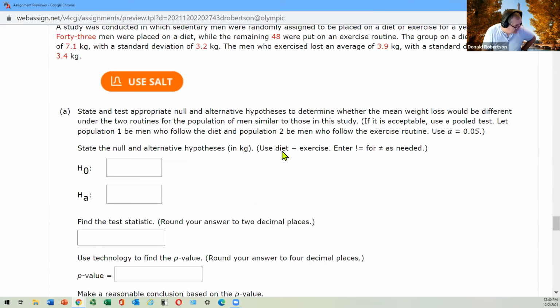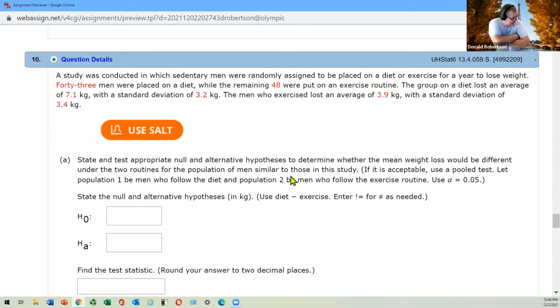Well, here is our next story. A study was conducted in which sedentary men, is that a fancy name for saying couch potatoes? Should I be offended by being called sedentary men? Okay, I'm not offended. They were randomly assigned to be, oh, come on, that's not nice, to be placed on a diet or exercise for a year to lose weight.